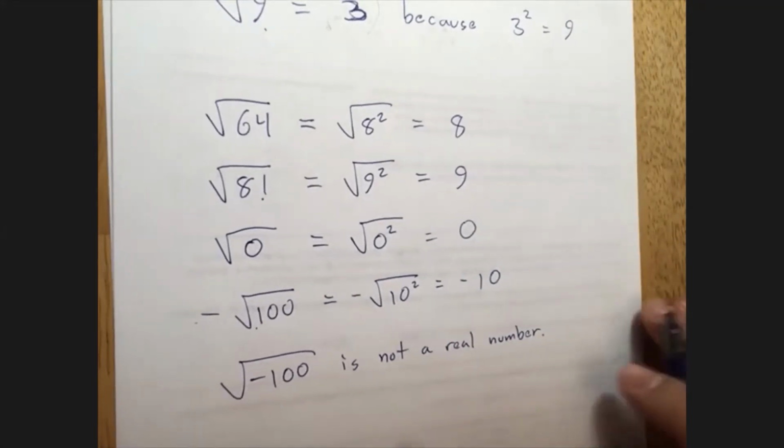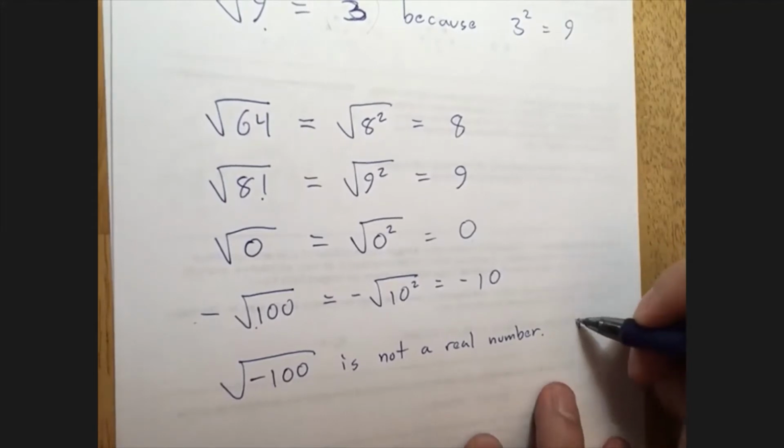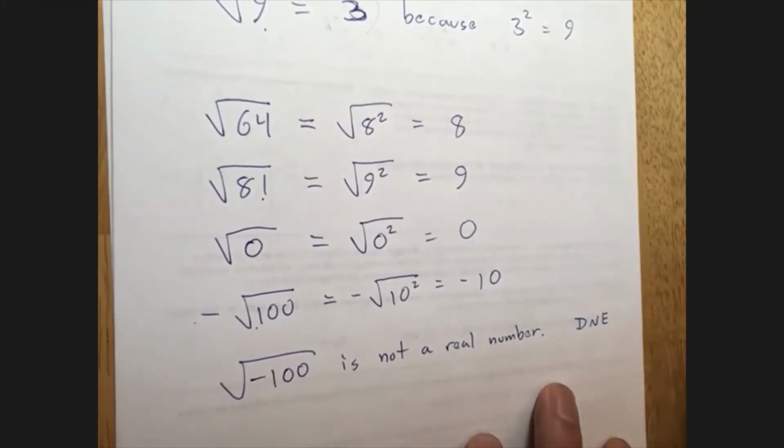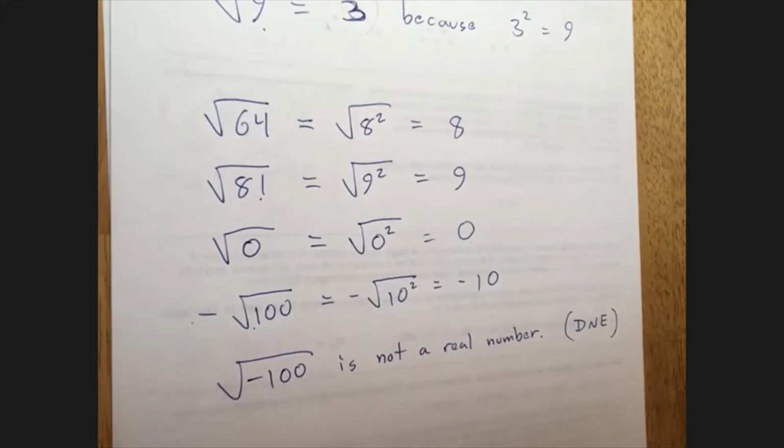On MyOpenMath, when you write your answer, you might just write DNE for this. Right? That would be the answer that MyOpenMath would accept. Or yes, I see somebody wrote 10i. Yeah, so there is a way to define this using imaginary numbers or complex numbers. But we're not doing that. So for us, this is not a real number or does not exist are our answers here. So even though there is mathematics that can take care of this, we're not doing that.